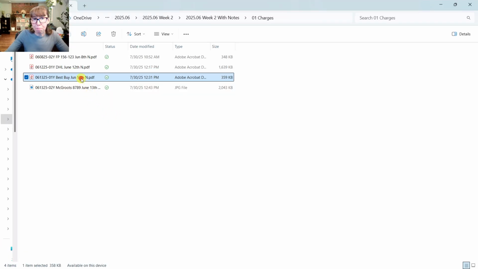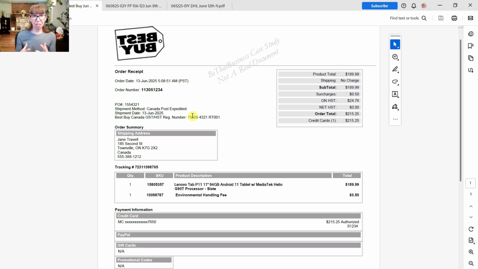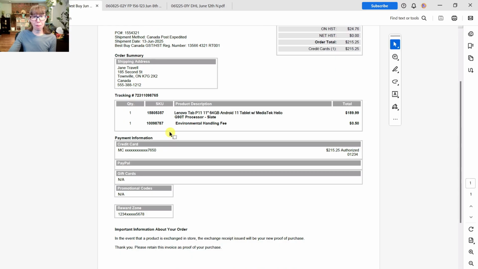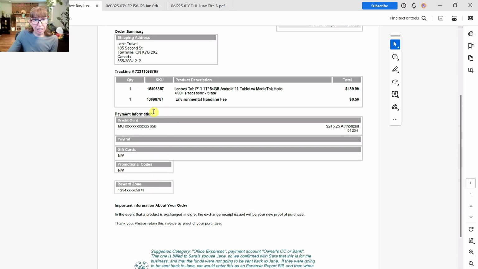Next, we have a Best Buy receipt. Now this is another interesting, annoying situation that I see coming up, is that when Sarah and Jane decided that they needed a tablet for the store, maybe they needed to upgrade because the one wasn't working well with Shopify or whatever, they just went ahead and purchased it on the account they were already logged in on, and it happened to be Jane's account, Sarah's spouse, and you can see that it was paid by their personal MasterCard.